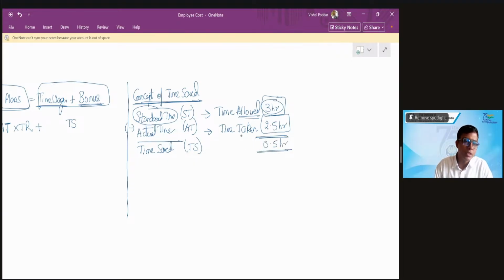Now, when he has saved 0.5 hours of his time, I can give him the next file for the next work. So this is the concept of time saved. Time saved is, in technical terms, standard time minus actual time. In simpler terms, how much time the employer allows you, the target given that your work should be done in this time, and how much time you have actually taken to do that work. That difference is the time saved.